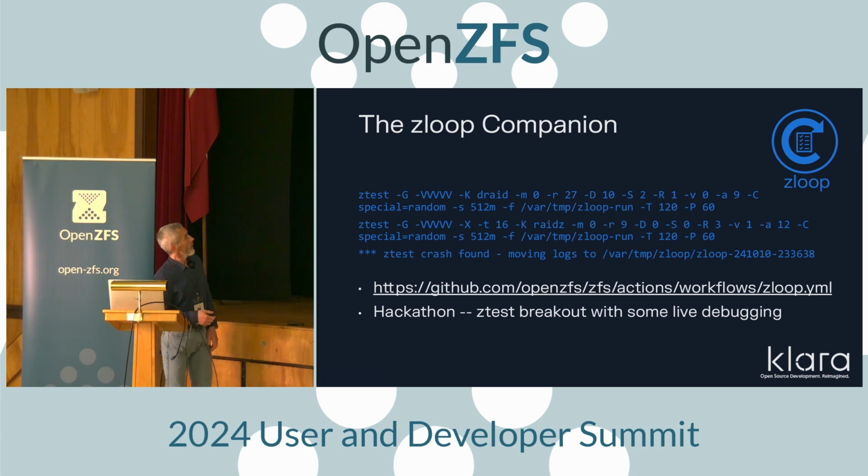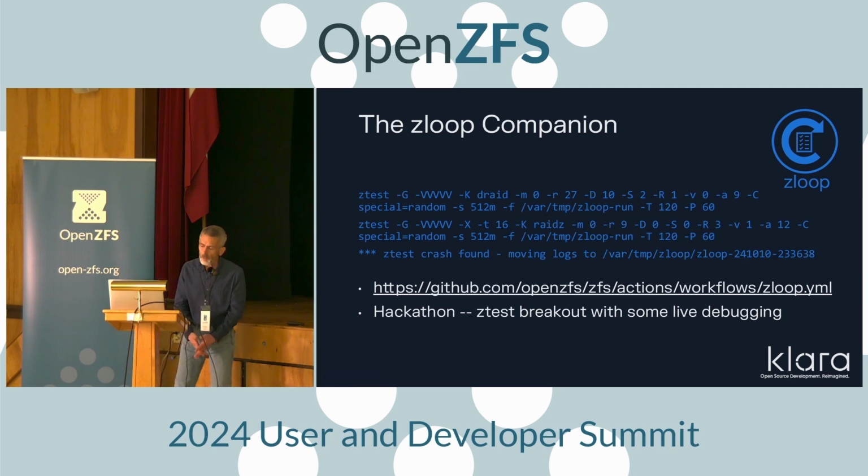Here's an example, and again, I apologize you can't see that, but when you run zloop, normally it'll just give you a terse summary of what it did. In this first line, it picked DRAID, 27 disk, with 2 spares, 10 wide, DRAID parity 1. And that test passed fine. Then we ran RAID Z, 9 disk, parity 3, and it crashed. So then it archived the disk and all the information, and then it'll just run another test.